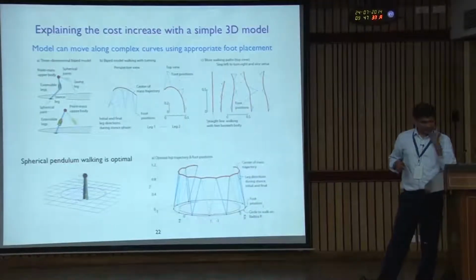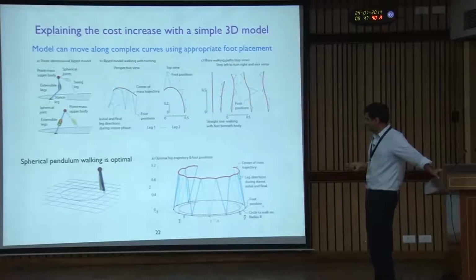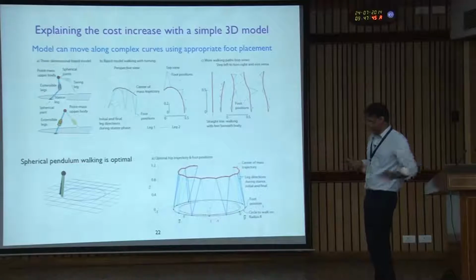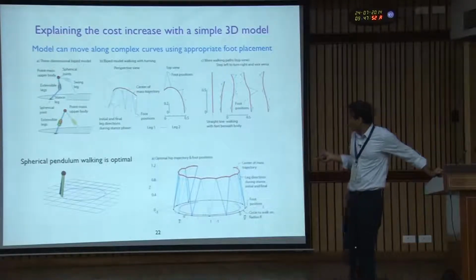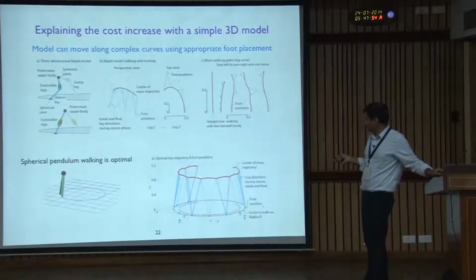Now, can we explain that? Again, we took a relatively simple model, point mass body, massless legs, with the ability to extend and contract arbitrarily. You can make the model, by appropriately placing the foot, do complicated trajectories in 3 dimensions. So the blue line, the red line is the trajectory. So you're seeing a 3D view, and it's taking a turn. This is a top view, taking a turn, and these are leg, foot positions and leg directions, if you will. So you can make the model do complicated turns and so on.